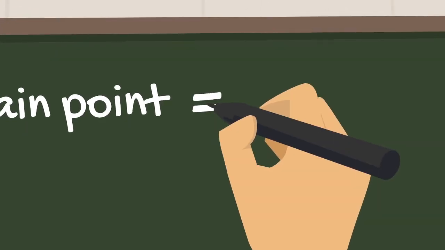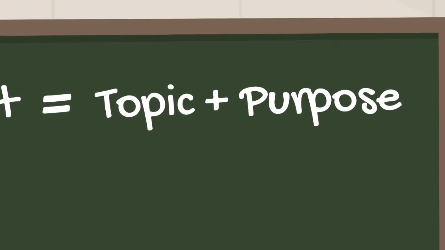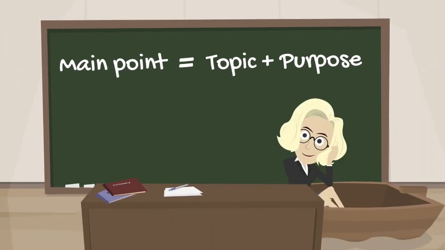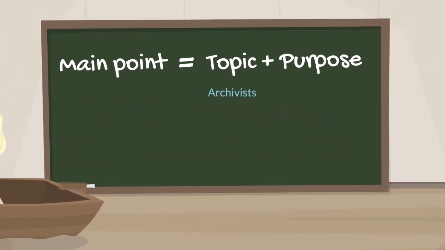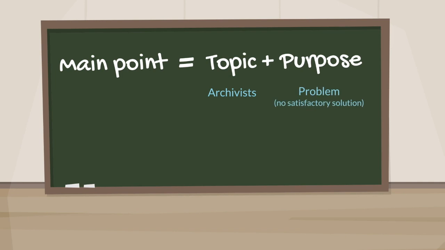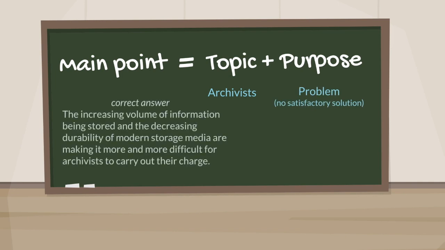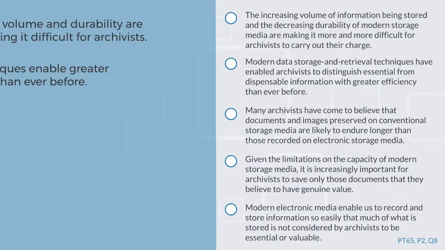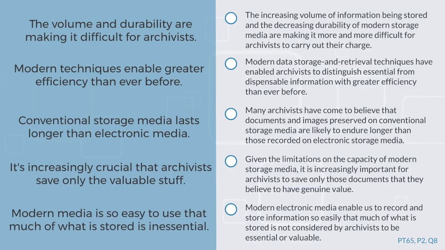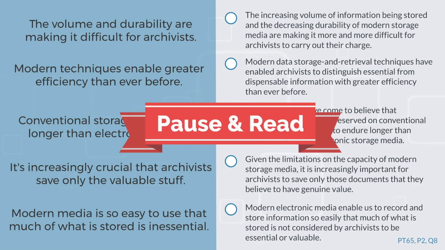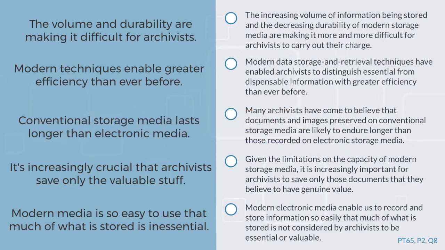Emphasis, emphasis, emphasis is your shortcut. When you insist on main point being topic plus purpose, you're like, hey, the subject noun of this answer better be archivists, and it needs to be conveying a problem. Go ahead and pause and reread the main point answer. The main clause is that this thing and that thing are making life difficult for archivists. Pause and just check out all these simplified main clauses.